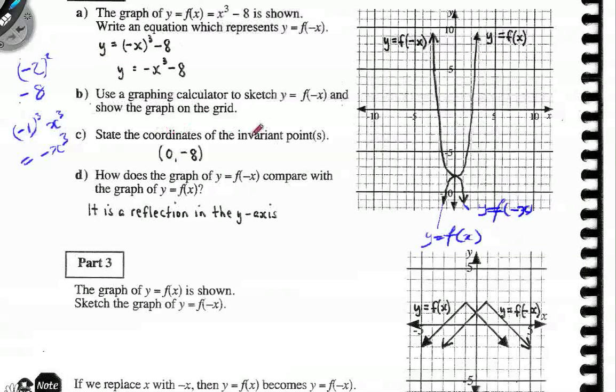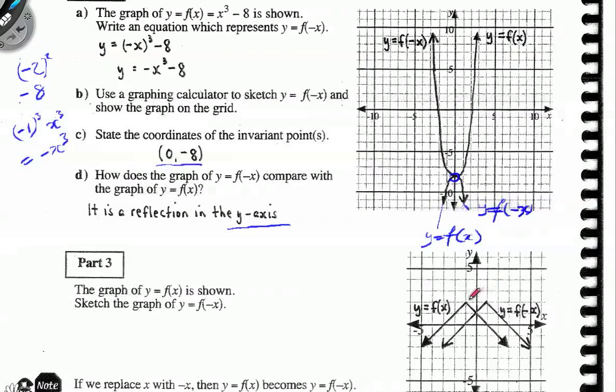State the coordinates of any invariant points. Now we'll notice that this one doesn't seem to move. Again, this point's on the y-axis, and it's a reflection in the y-axis. This goes over here, and this goes over here. So this will be the invariant point. Any points on the y-axis won't move, and it's a reflection in the y-axis.